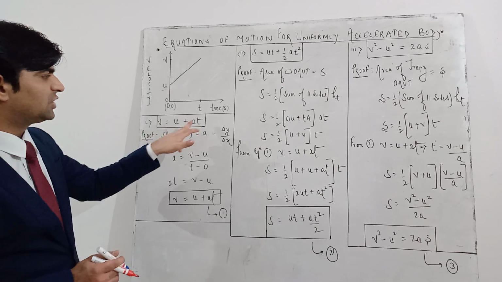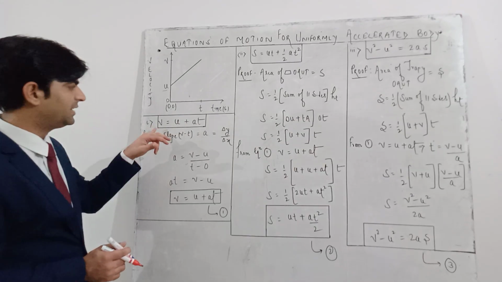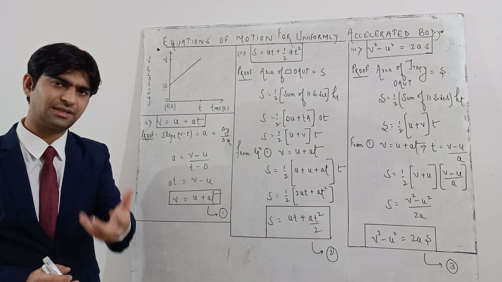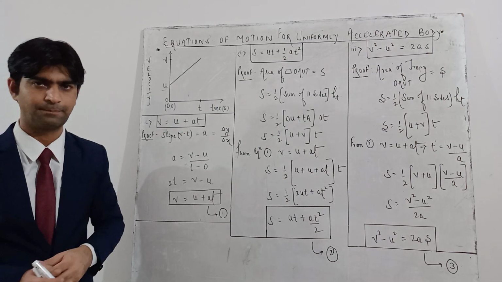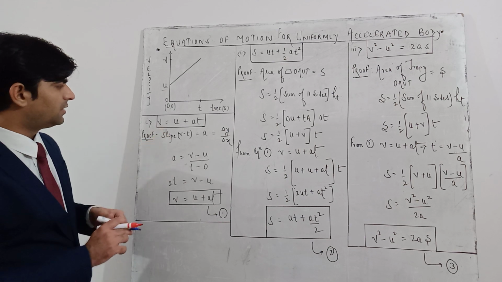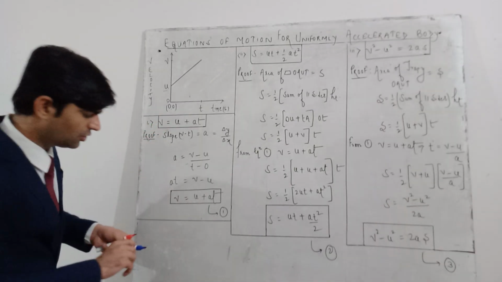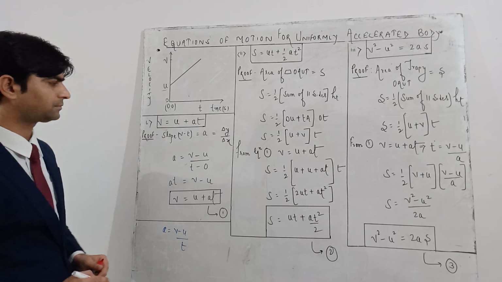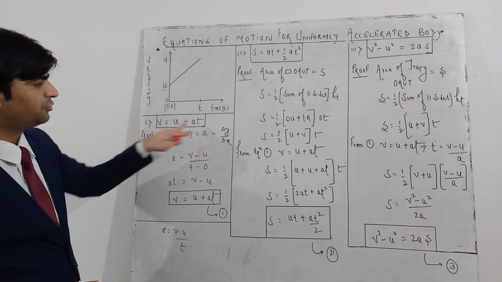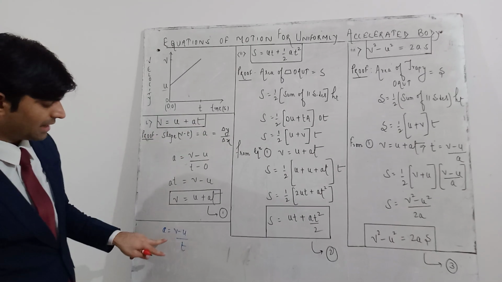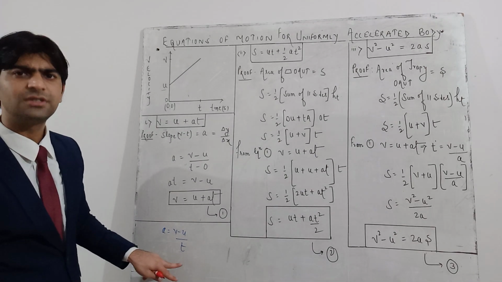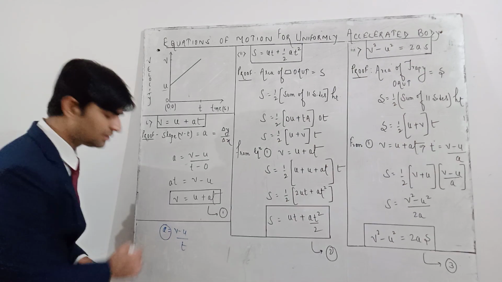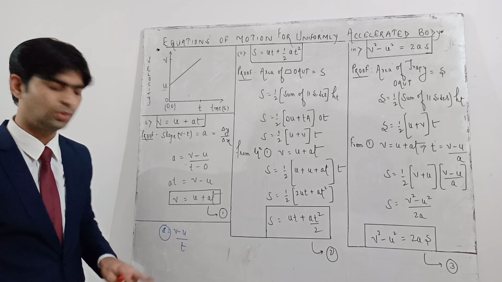This is the first equation: V equals u plus at, where V stands for final velocity, U stands for initial velocity, A stands for acceleration, and that too constant, and T stands for time. If you modify this equation a little bit, you will get the basic formula of acceleration: a equals V minus U divided by T, which is the very basic formula of acceleration. That means ultimately we have to start proving this equation with acceleration.